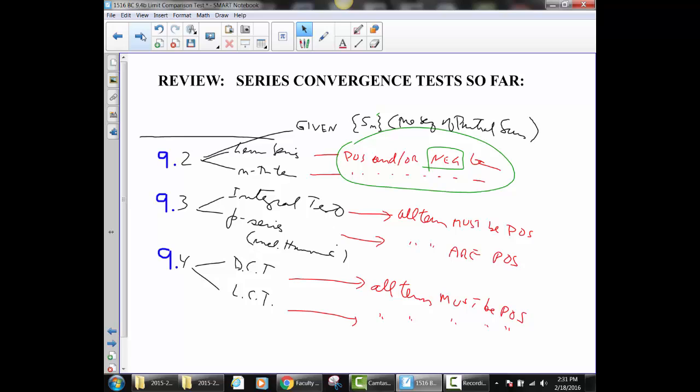is also convergent. So again, just a quick review, given a sequence of partial sums, geometric series, nth term, integral test, p-series, including harmonic, direct, and limit comparison.